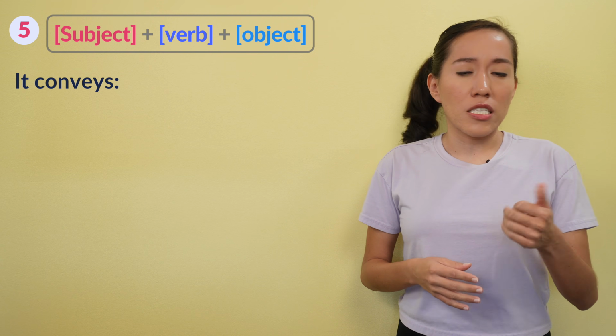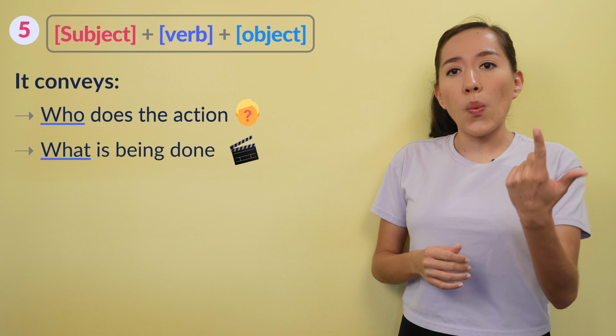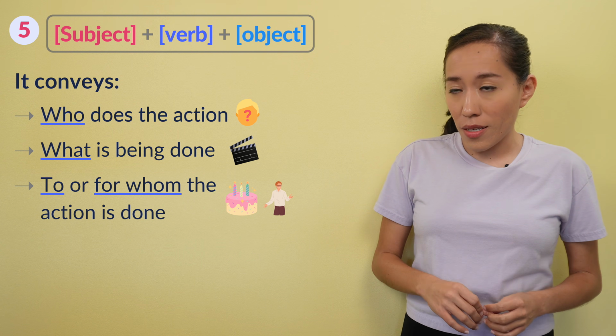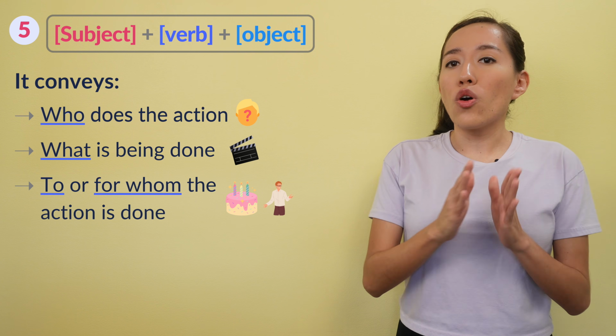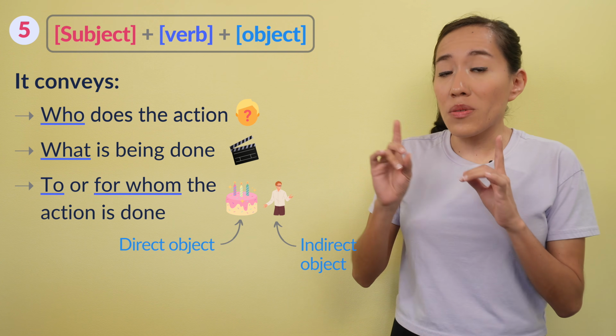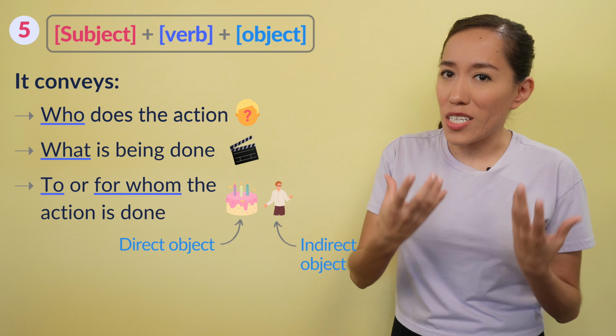La fórmula número 5 es una de las fórmulas más importantes del español. Why? Because this one is going to help us express who is doing the action, what action is being done, and to or for whom the action is done. Con el objeto tenemos objetos directos e indirectos. Understanding the difference between these ones are key for the next formulas.